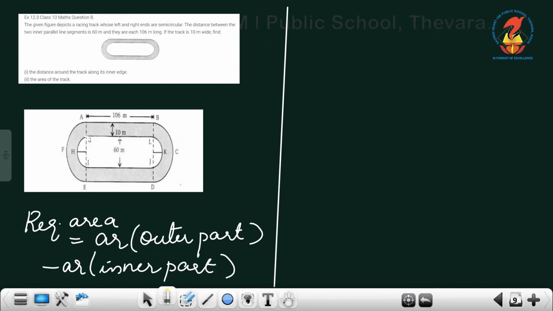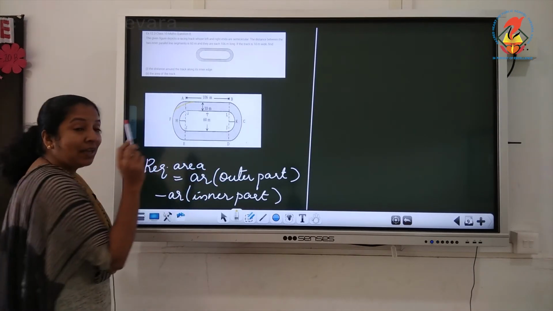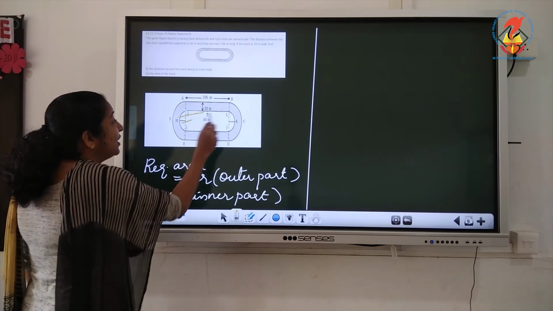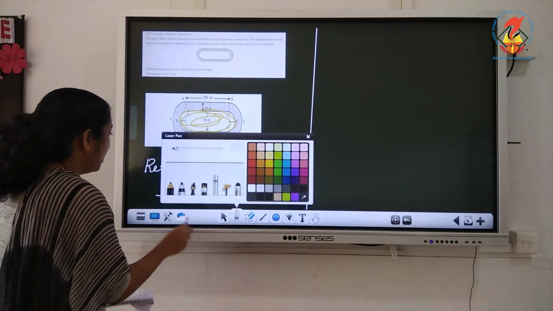What do you mean by outer part? Outer part means this full part. This fully we have to find. So, outer part means outer fully. Then inner part means you have to find only this inside of this. So, outer part minus inner part will give this shaded part. So, we have to find one by one.